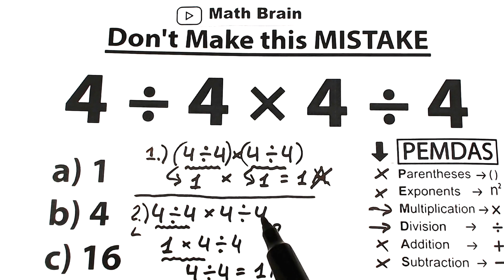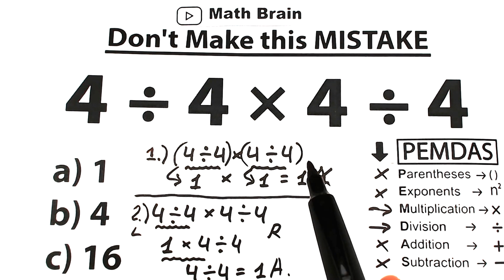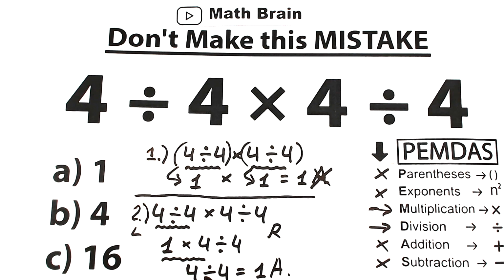What about a correct solution? The correct solution is in the second interpretation. So from left to right, step by step, division right here, multiplication right here, and we have division as our last step. So we should solve this question like that. Division, multiplication, division is the correct order of operations, and of course the correct answer is A.